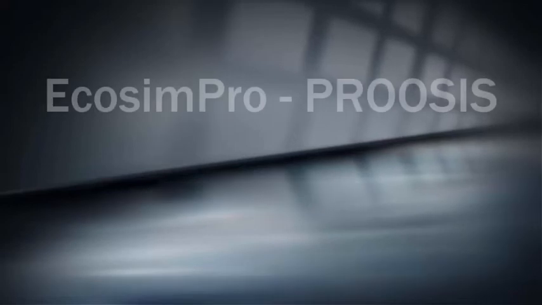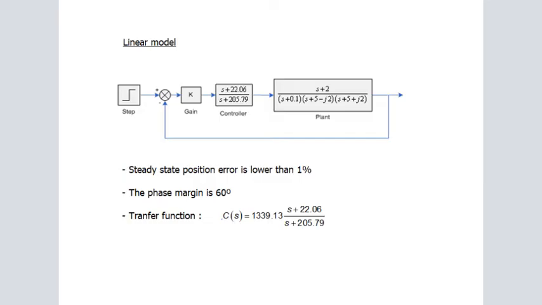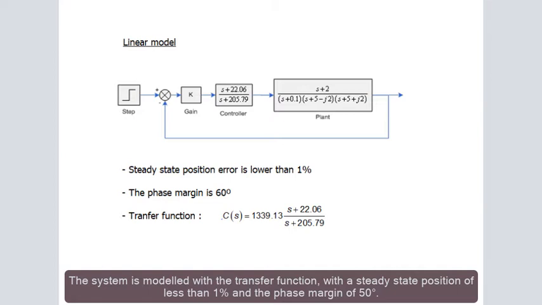EcosimPro and PROOSIS are software tools for simulating and modeling systems. In this example, we'll model a linear system using its transfer function. The system is modeled with the transfer function with a steady state position of less than 1% and a phase margin of 50 degrees.